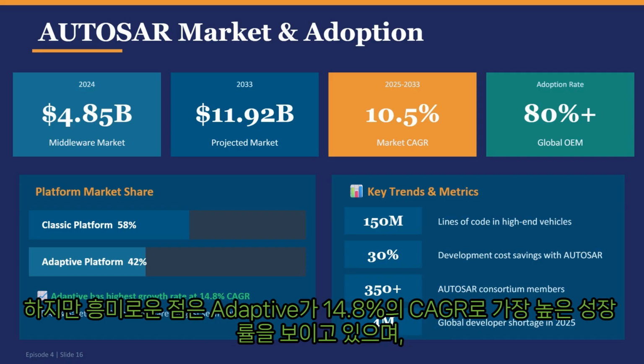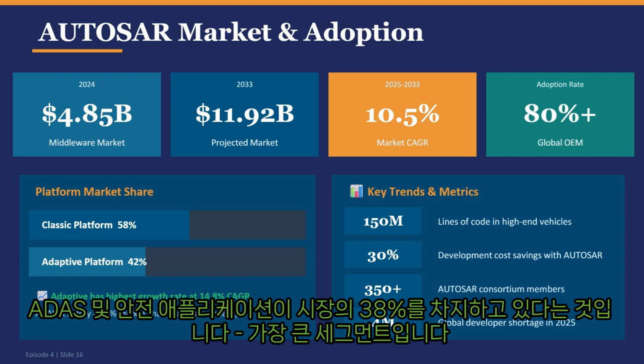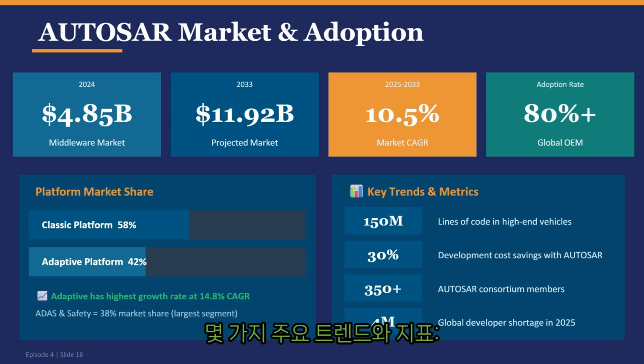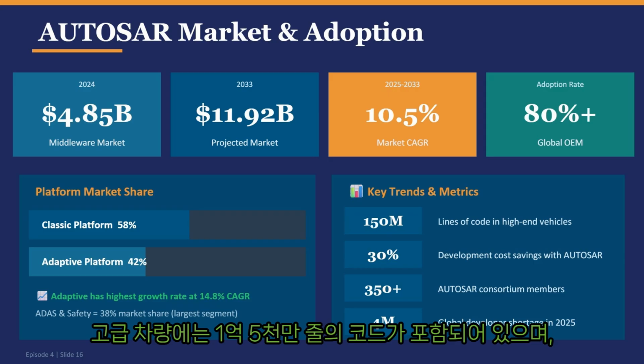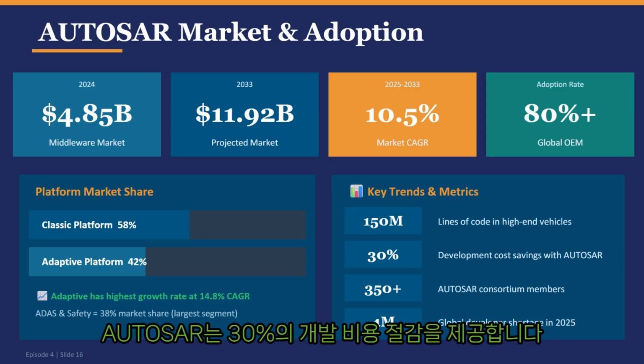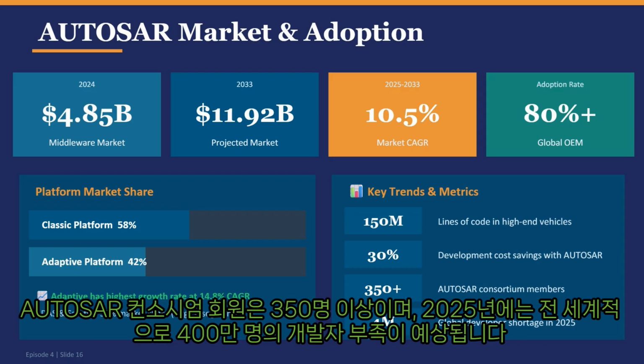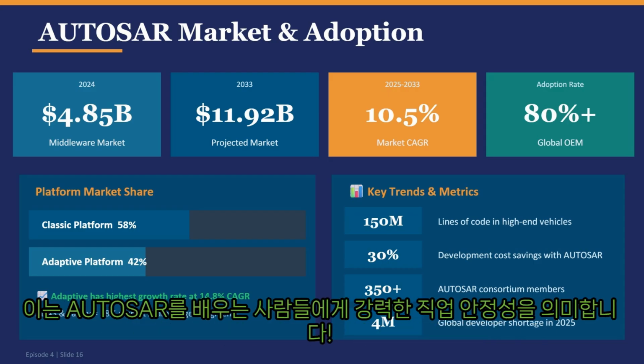But here's the interesting part. Adaptive has the highest growth rate at 14.8% CAGR. ADAS and safety applications represent 38% of the market, the largest segment. Some key trends and metrics. High-end vehicles contain 150 million lines of code. AUTOSAR provides 30% development cost savings. There are over 350 AUTOSAR consortium members. And there's a global developer shortage of 4 million in 2025, which means strong job security for those who learn AUTOSAR.